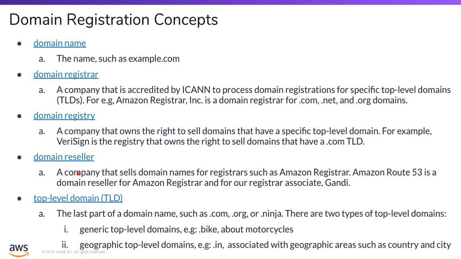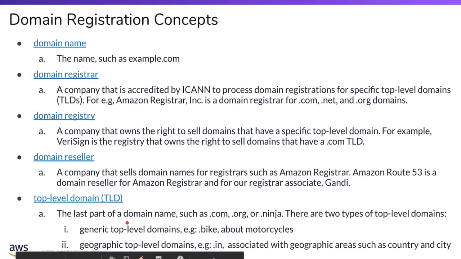There's also something called the domain reseller concept. A reseller is a company that sells domain names for registrars such as Amazon registrar. So Amazon Route 53 is a domain reseller, and it would communicate with Amazon registrar for registration or selling the domain names for that registrar. And as I said, there is also another registrar associate called Gandhi.